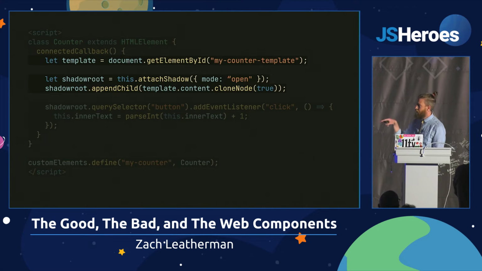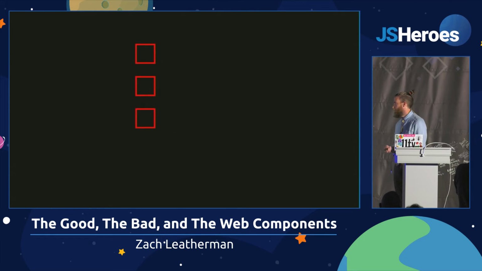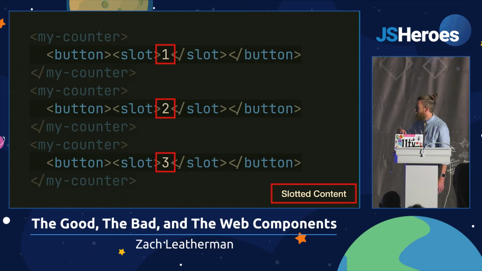So here's the new code that's generated for this. All the old code that we used before is sort of grayed out there. But we do have to select our template, get our template content, and append that to our shadow root. Everyone knows how slots work, so I probably don't need to go through this, but each counter instance then injects that default slot content into our component instance, and this is all in the shadow DOM.